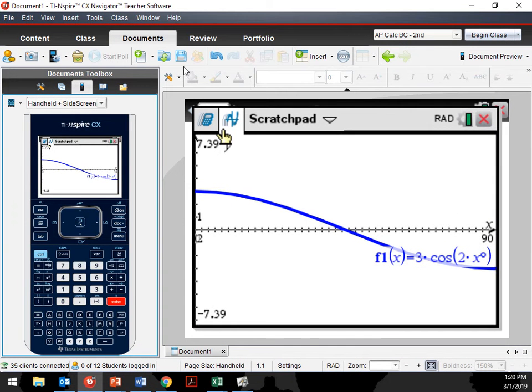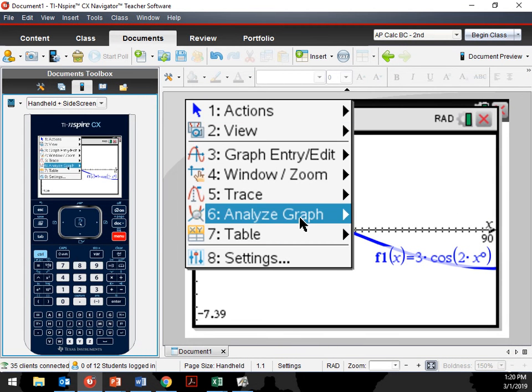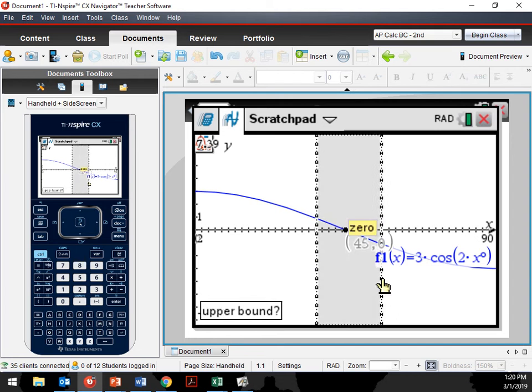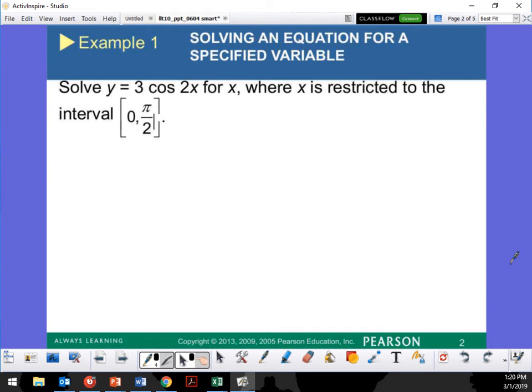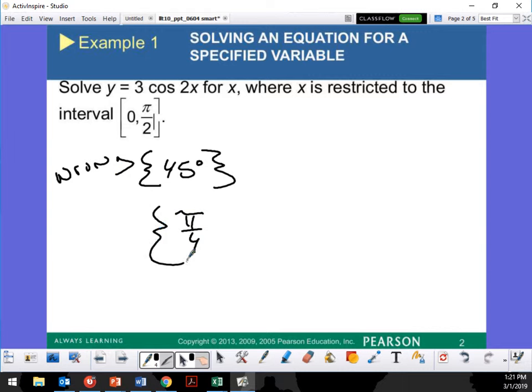Going back to my calculator. Hit menu, graph. 0, 45 degrees. Now, 45 degrees is not my answer, is it? No. Because you have to convert that to radians, so multiply by pi over 180. Make sense?